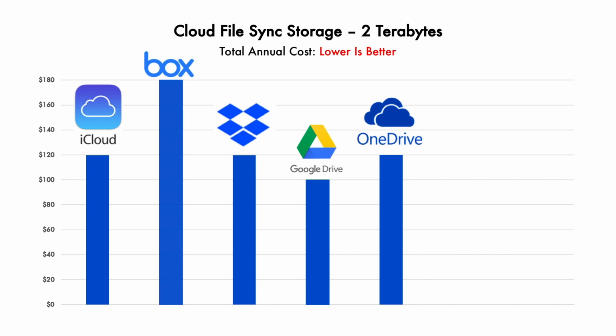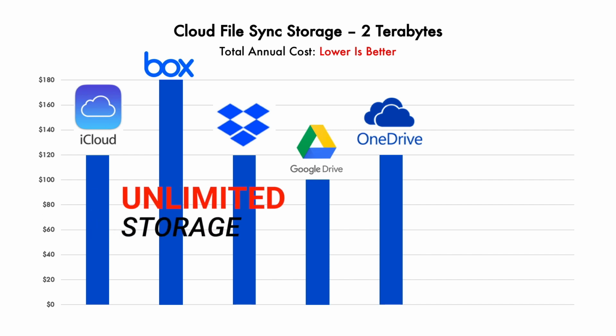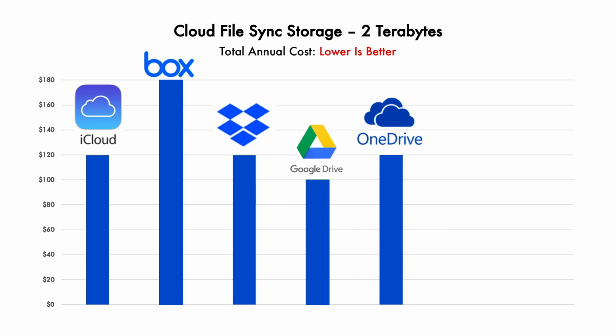However, let's talk about Box for a second. It's $180, so by comparing it this way, it looks like it's the most expensive, but in actuality, the plan that you have to step up into to actually get to 2 terabytes is an unlimited plan. So you're getting unlimited storage for $180, but it's also going to cost you $60 more. So that's a 50% increase in cost. If you don't have at least 3 terabytes of storage, then Box is going to be more expensive for you.